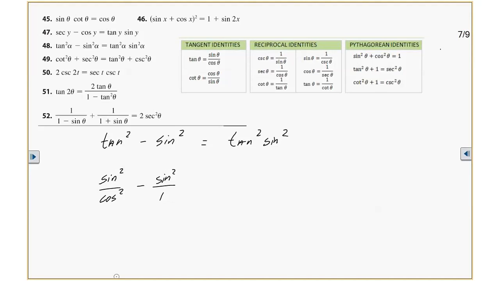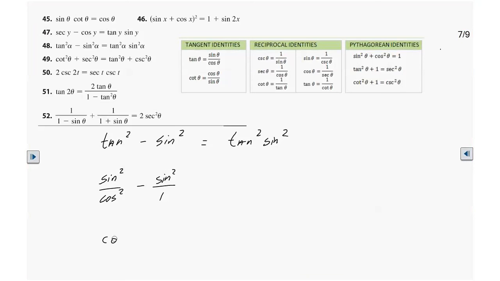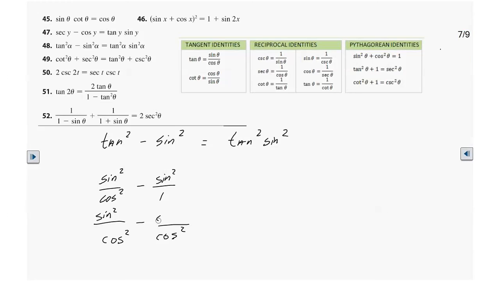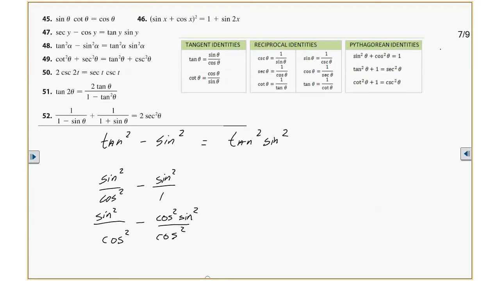Back in pre-algebra, in basic math, you learned that if you wanted to add or subtract fractions, you got to have a what? Common denominator. So cosine squared is the common denominator. Cosine squared, we're going to cosine squared one time sine is sine. Sine squared, we're going to cosine squared times sine squared is cosine squared sine squared.